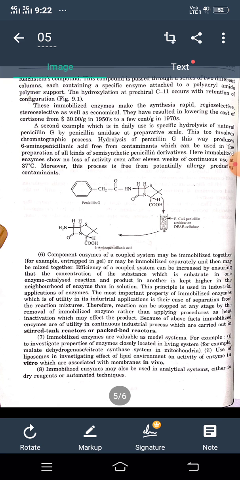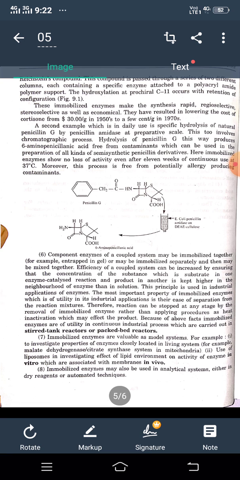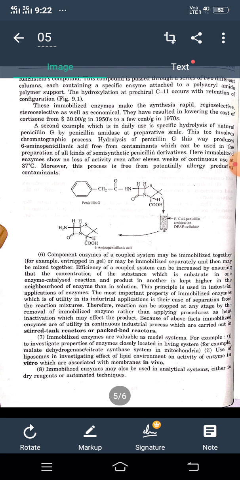Now, stirred tank reactors or packed bed reactors are the common process for this type of enzymes. These enzymes are valuable as model systems, for example, to investigate properties of enzymes closely located in living systems, for example malate dehydrogenase or citrate synthase system in mitochondria.